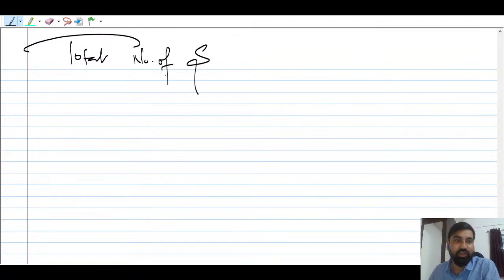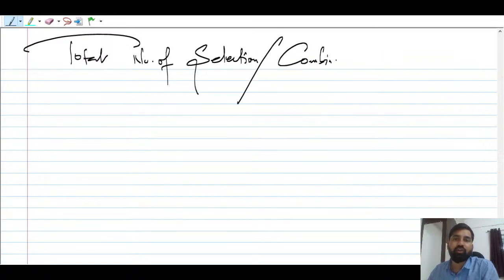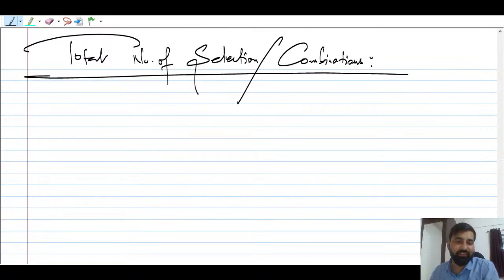Entire life. So total number of selections, or sometimes we call it combinations, right? Now I will take identical cases and different cases. I mean, I will consider distinct objects as well as identical objects. For both we have to look at selection, right?